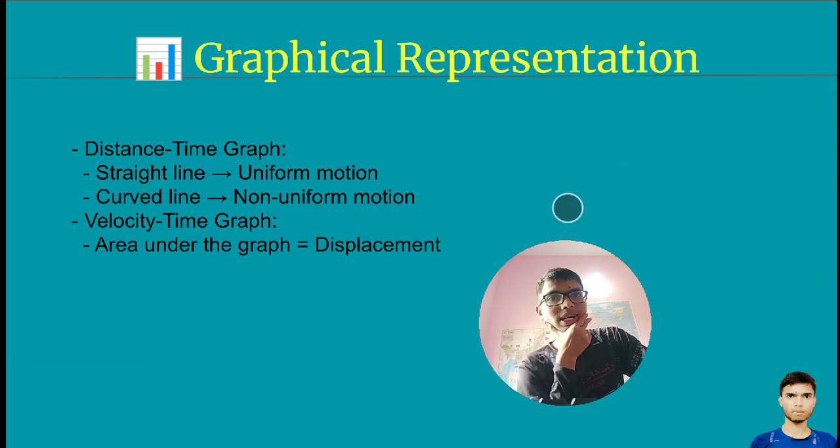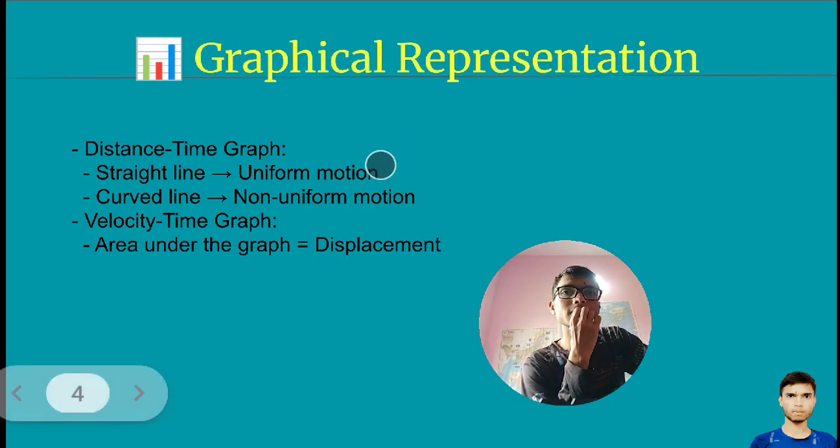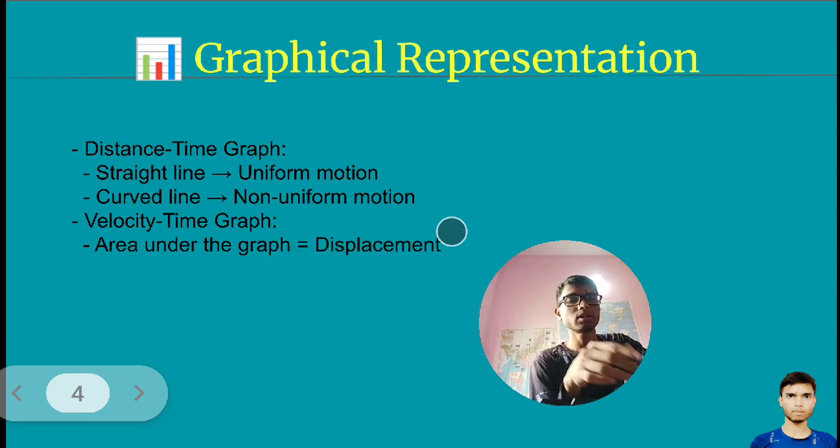If there is a straight line like this, then we would say motion is uniform. If there is a curved line in the graph, we would say motion is non-uniform, but a straight line will tell you motion is uniform motion. In a velocity time graph, area under the graph is equal to displacement. About it we will understand later.